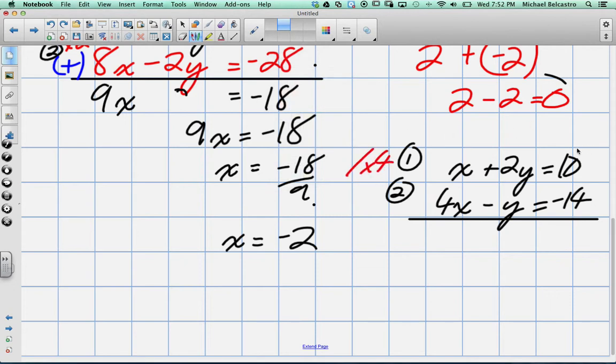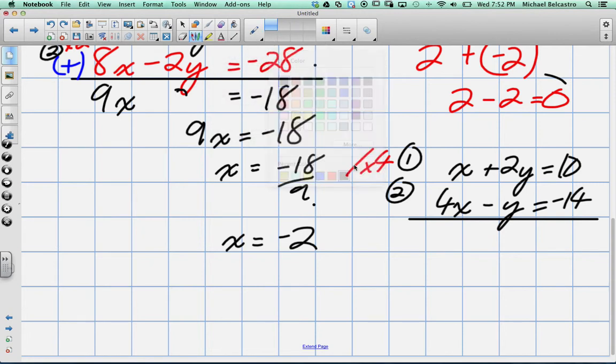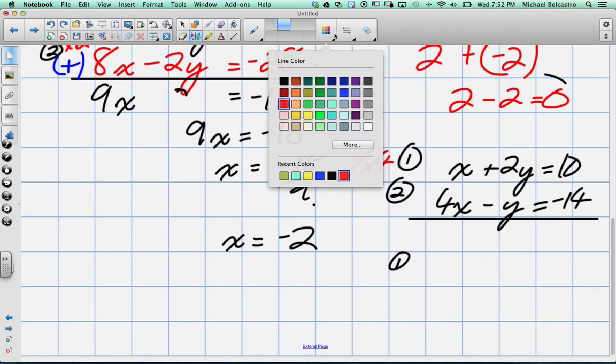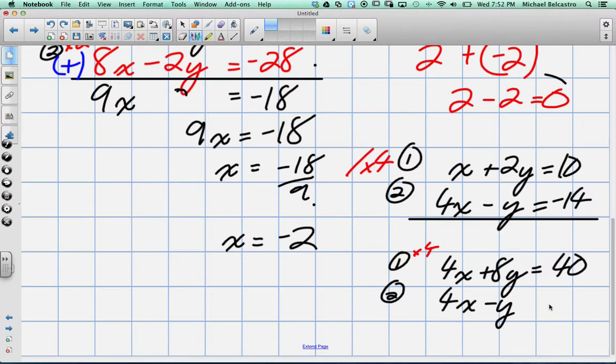So I'm going to ask you each one as we go through it, so think about it beforehand as I write it down. For equation 1, we're going to multiply by 4. 4 times x, what does that give us? 4x. Excellent. 4 times positive 2, what does that give us? 8y. 8y, very good. And finally, 4 times our 10. 40. Excellent. Our other equation, we keep the same: 4x minus y equals negative 14.